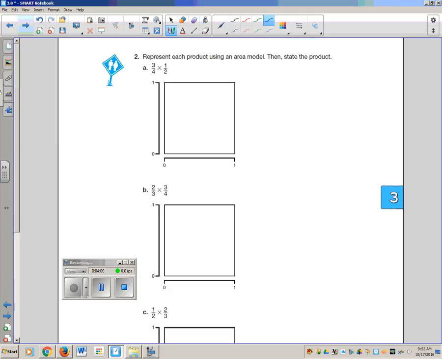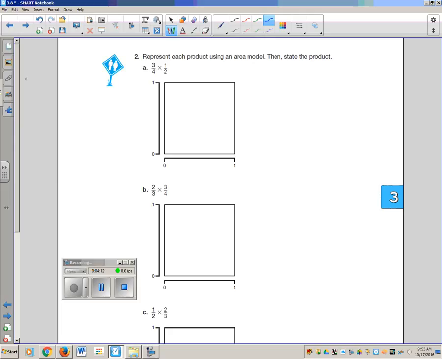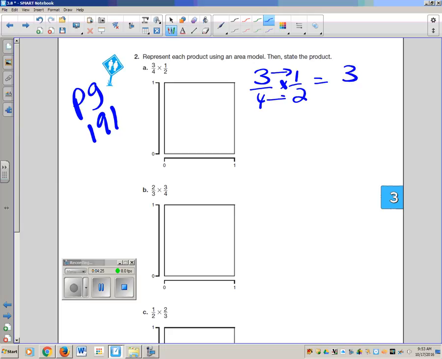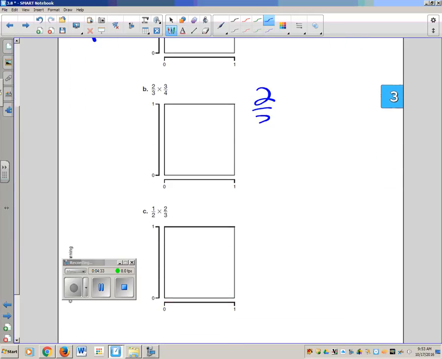Jump to page 191. Page 191. We're just going to solve these problems. You do not need to draw the picture. On the side, I want you to write 3/4 times 1/2. Numerator times numerator is 3. Denominator times denominator is 8. Pretty easy. 2/3 times 3/4. 2/3 dot. I can use that for multiplication. Times 3/4. Multiply your numerators, you get 6. Denominators, you get 12. Reduce it, 1/2.